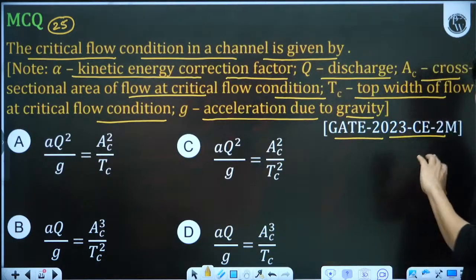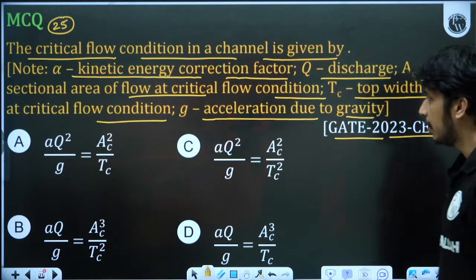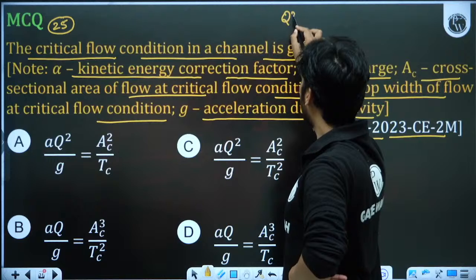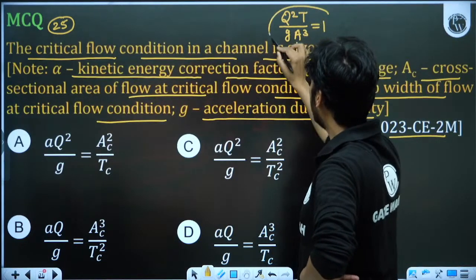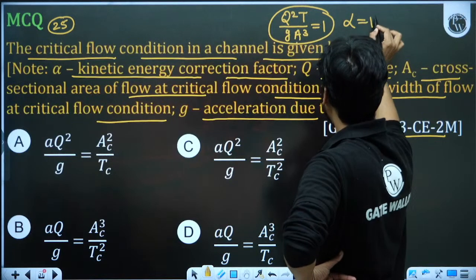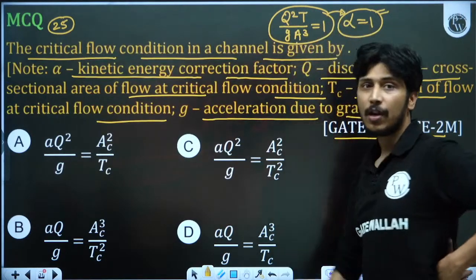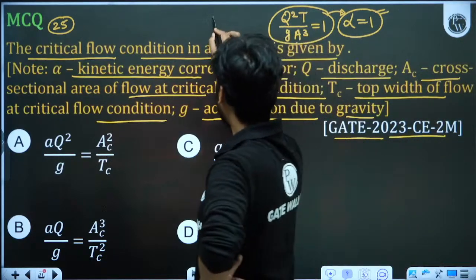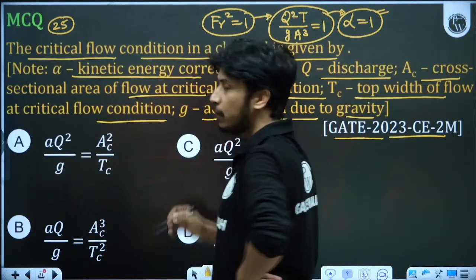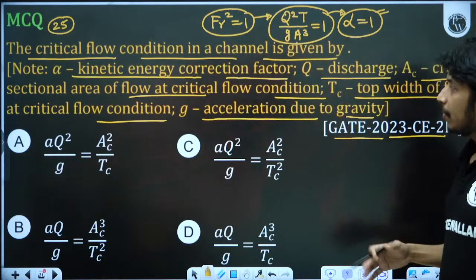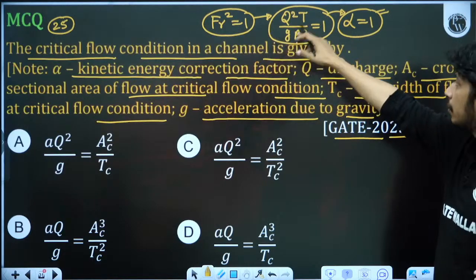I will show you that question if I have it. They are asking what is the relation between these things. We know that the relation is Q squared T by G A cubed is equal to 1, but here we are considering alpha equal to 1. If alpha is not 1, then alpha will also come here. And how did we make this equation? By putting Froude number square equal to 1, because Froude number is equal to 1 for critical flow. When we put Fr as Q upon A divided by root GD, this comes.